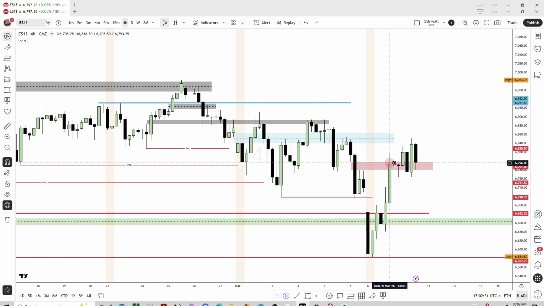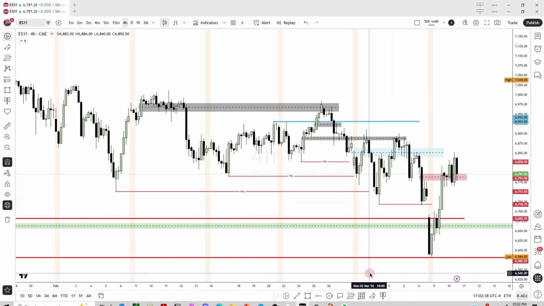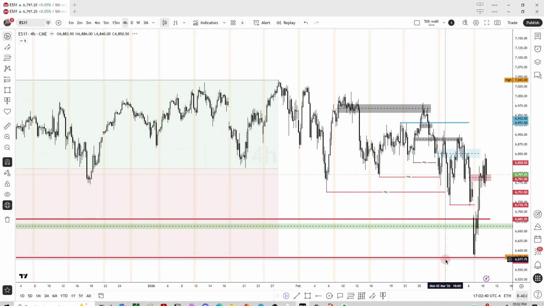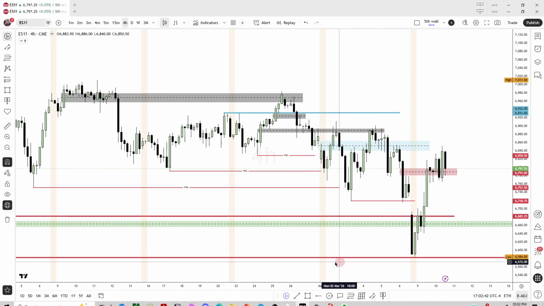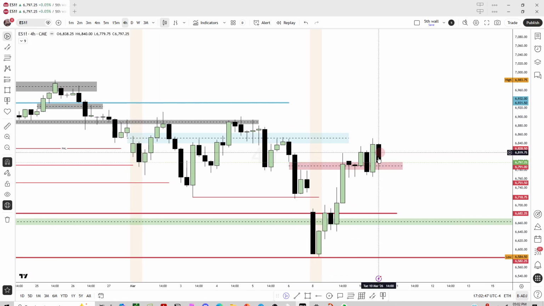All right, so we got some body closures down here. You'll see that we are playing around here. You can get into the wicks if you wanted to. Price didn't go down to this fair value gap. So I understand why we could have expected a trade back down here. It didn't.